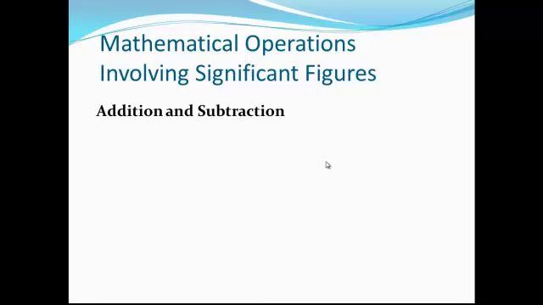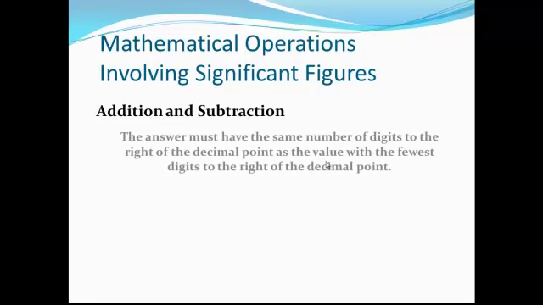There are 2 classes of them, and one is addition and subtraction. The general rule is the answer must have the same number of digits to the right of the decimal point as the value with the fewest digits to the right of the decimal point. You may ask, why this kind of rule? It's really wordy and lengthy.